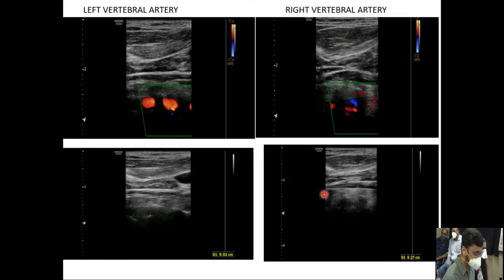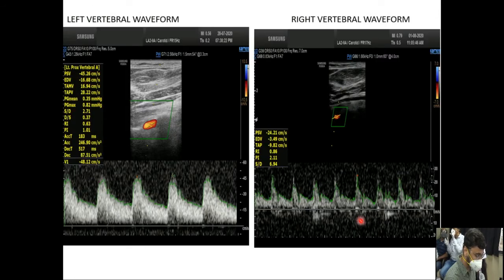Similarly, in the same patient, the left vertebral artery and the right vertebral artery were seen, in which the bilateral vertebral arteries were slightly asymmetric. The left vertebral artery was normal in its caliber, measuring around 0.5 centimeter, whereas the right vertebral artery shows reduced caliber, measuring only about 0.27 centimeter. On spectral Doppler, there was slight reduction in the PSV and the diastolic flow in the hypoplastic vertebral artery.